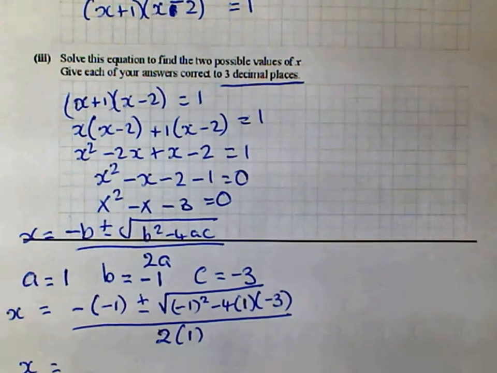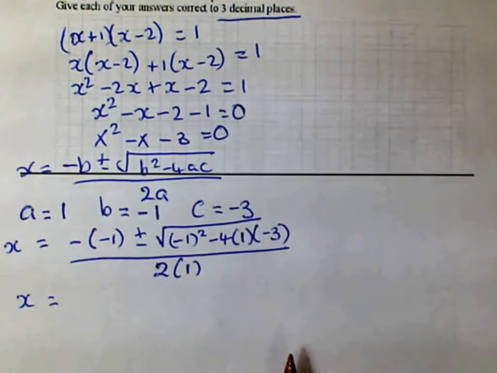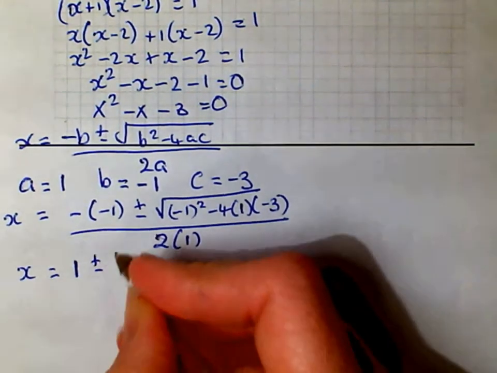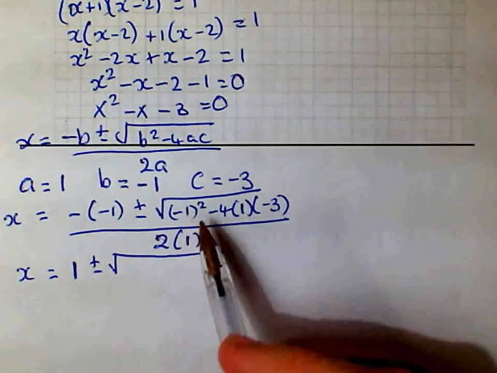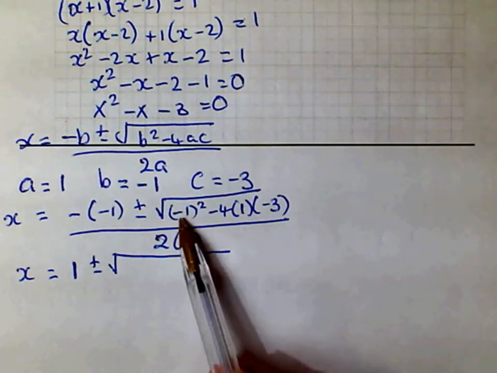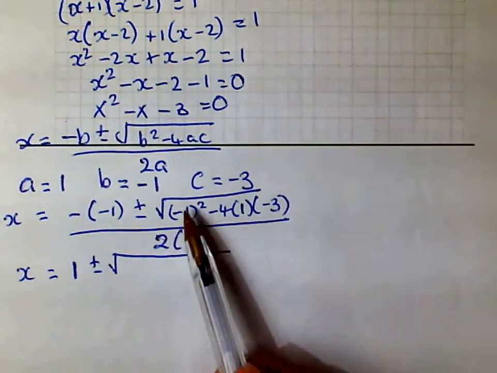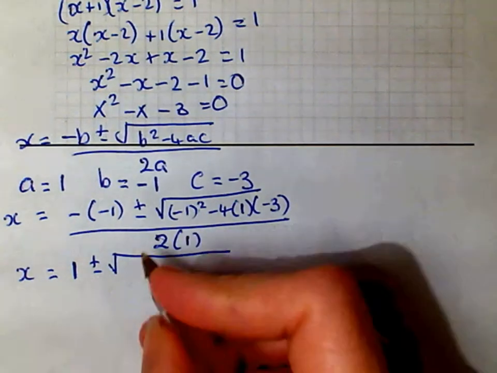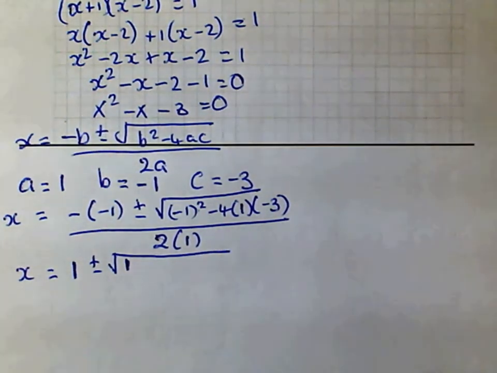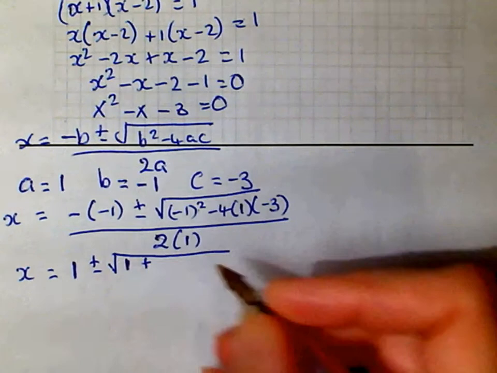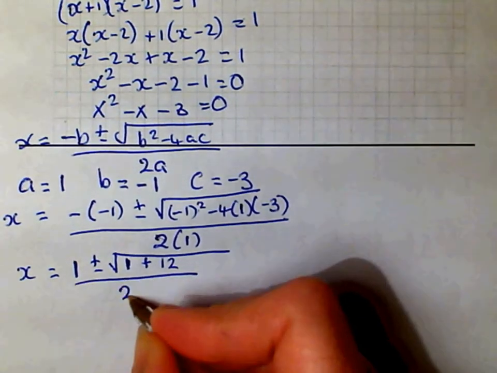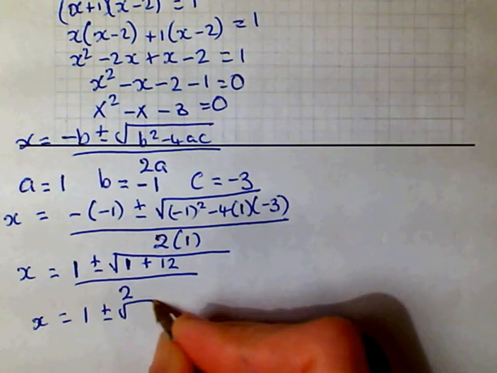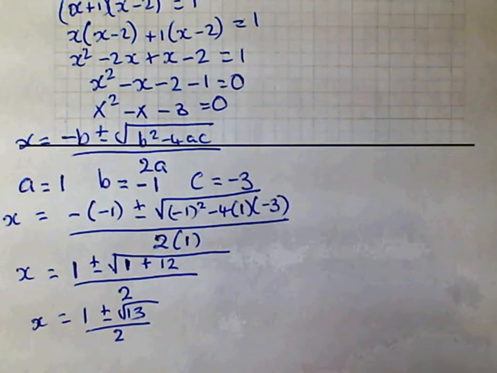So x is equal to minus by minus 1, which is plus 1, plus or minus the square root of minus 1 squared. Once again, be careful when you're squaring it, if you're using the calculator, that you put brackets around it, or otherwise remember that when you square a negative number you always get a positive number. So minus 1 squared is plus 1, and then we get 4 3s are 12, divided by 2. So we have x is equal to 1 plus or minus the square root of 13, divided by 2.